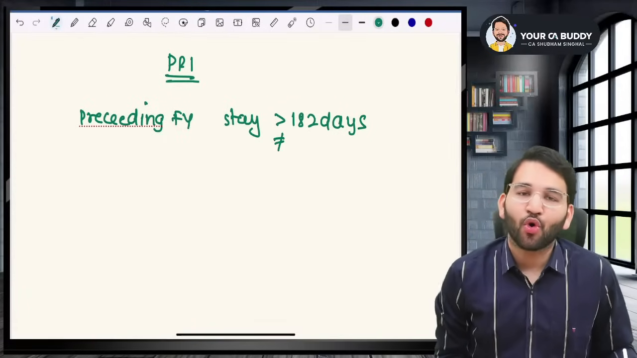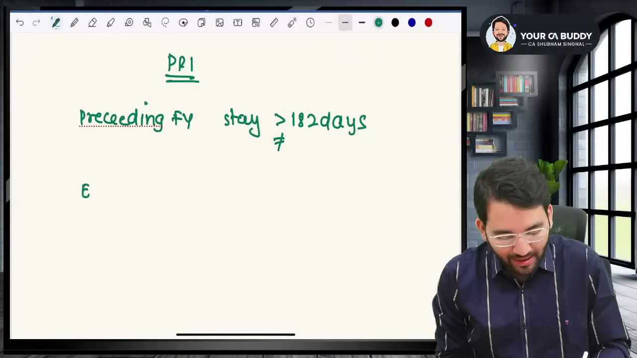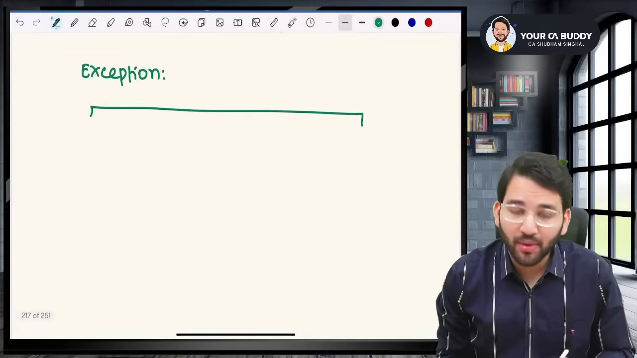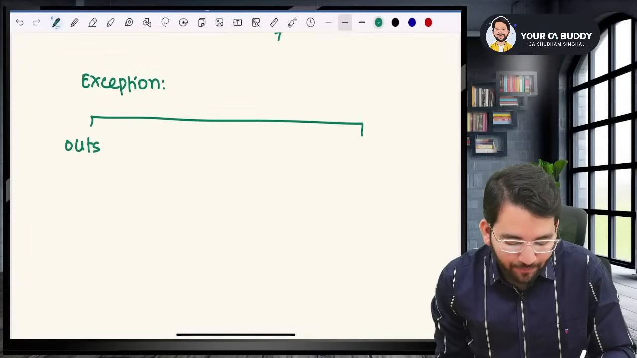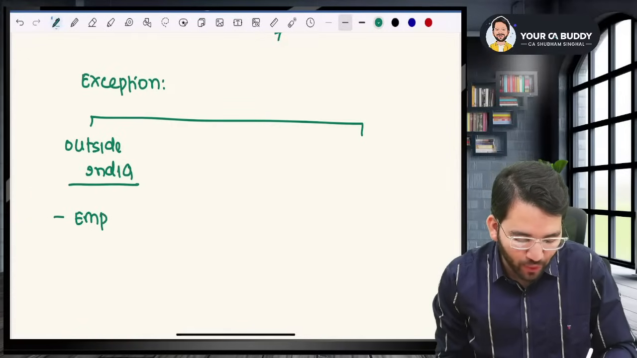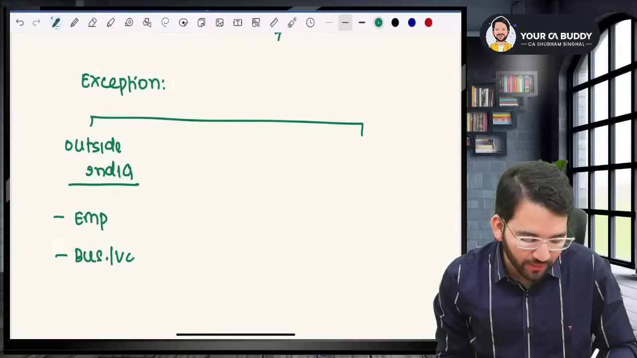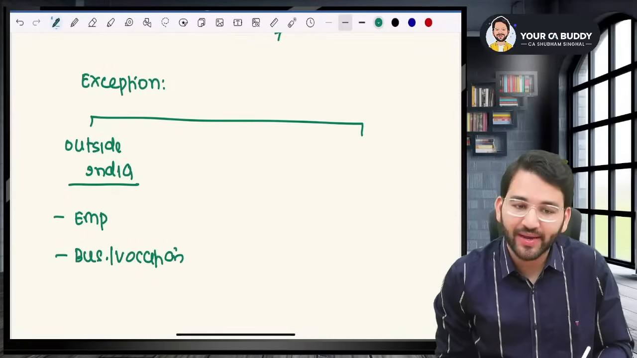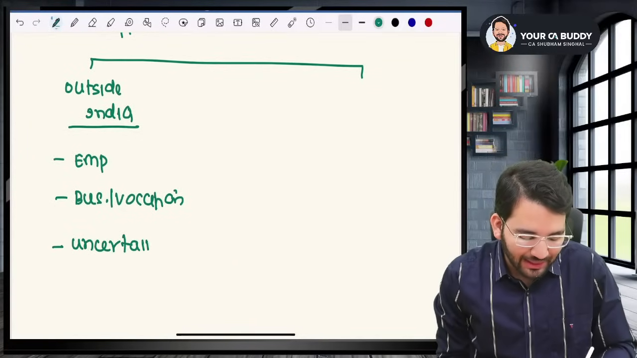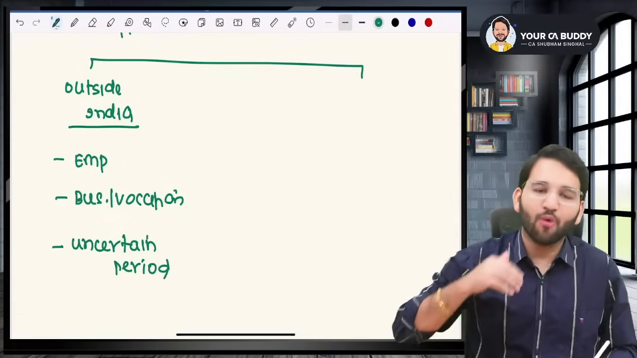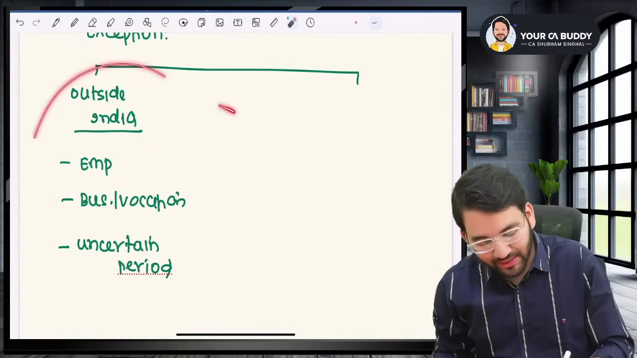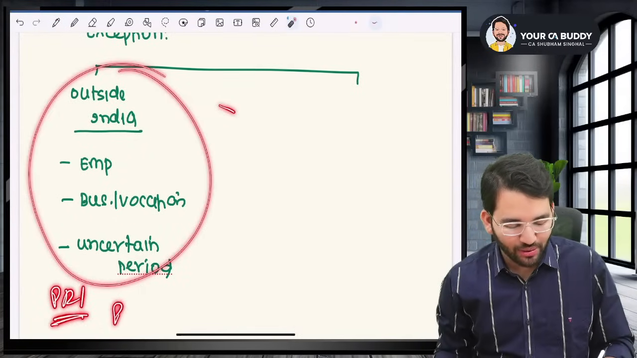After that, please understand, although you will become a person resident in India, there are exceptions. Sir, what are the exceptions? Sir, there are two exceptions. Exception number one, if you go outside India. So in this year you went outside India. Why did you go outside India? Sir, either for employment or for business or vocation, not vacation, business or vocation, or for any other reason with an intent of an uncertain period. Like we don't know for how many days you are going to stay. In these three cases, if you go outside India, then we will not consider you a PRI anymore. You will become a PROI.